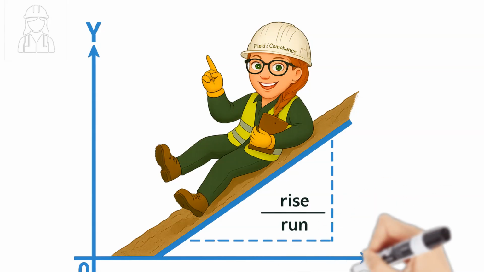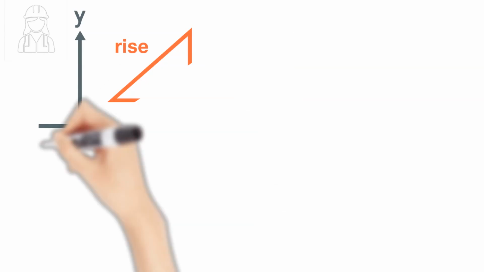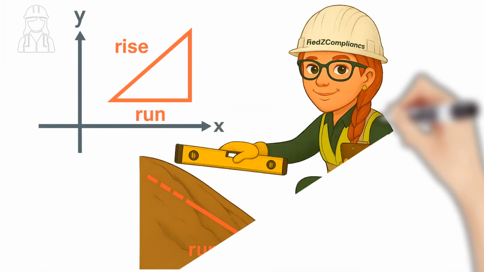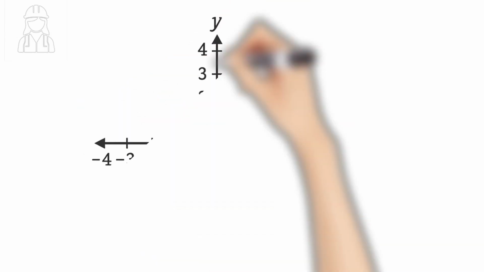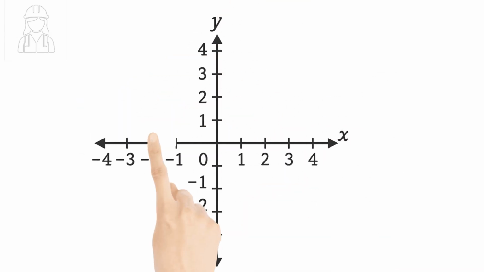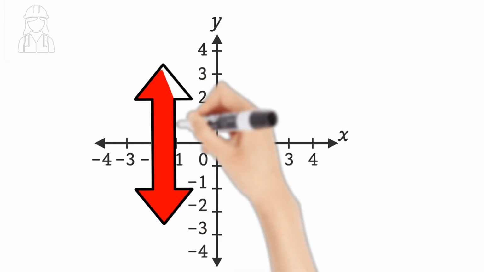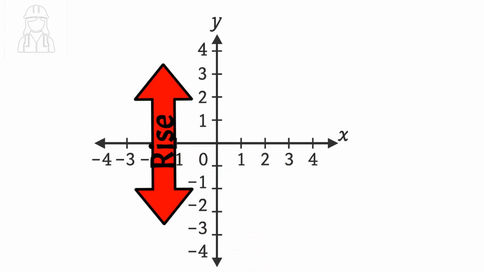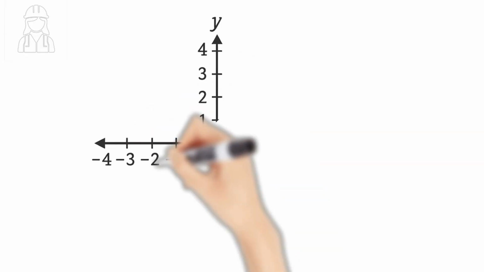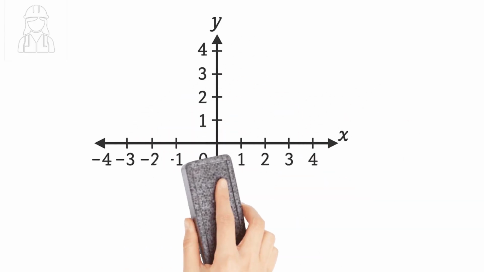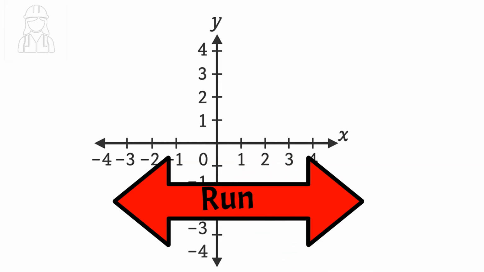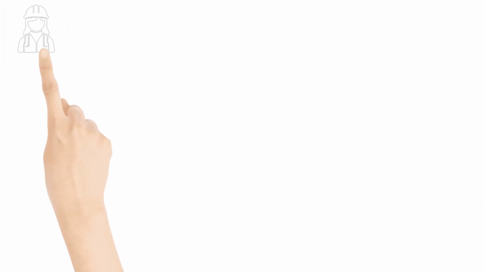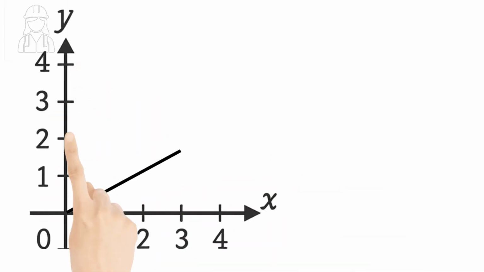Slope is often described as rise over run. That means how far a line goes up or down compared to how far it goes across. The rise is the change in the y values, how far up or down the line moves. The run is the change in the x values, how far left or right the line moves. So slope is just a fraction, rise divided by run.